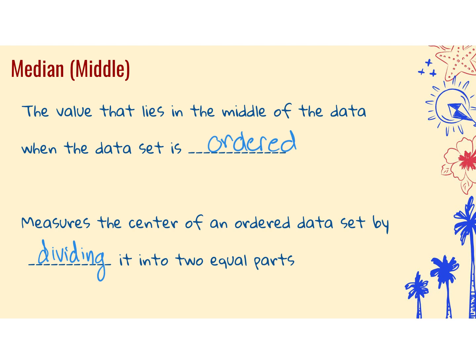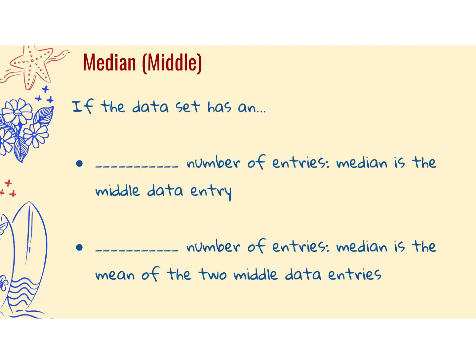So when you find the middle, there's 2 situations that you might run into. If the data set has an odd number of entries, the median is going to be that middle number. So if you had 5 entries, that middle one is your median. If you have an even number of entries, the median is the mean, the average of the 2 middle data entries. So if we had 4, you'd have to find the average of those 2 middle ones to find your median.